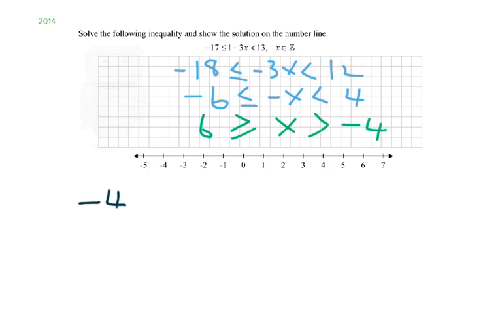Minus 4 is less than x, which is less than or equal to 6. So let's have a look at that. You see x is greater than minus 4, and then x is less than or equal to 6. So you get this nice natural way: minus 4 is the smallest number, x is bigger than that, but x is also less than 6. So it's natural. You've got the smallest number, the middle number, and the big number.